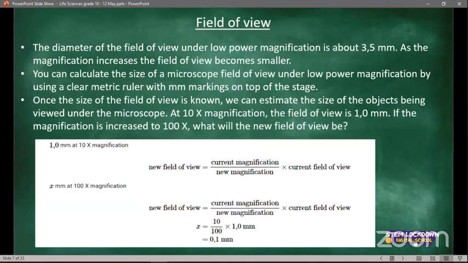Microscopes differ, so it's not an accurate number, but it is about 3.5 to 4.5 millimeters. All right. So as you increase your magnification, the field of view becomes smaller or it decreases. So you can calculate the size of a microscope field of view under low power.